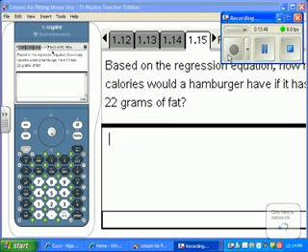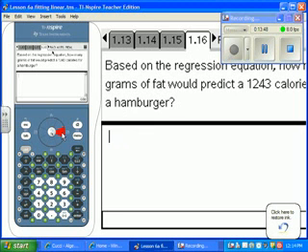Okay, go to the next page, please. You ready? Based on the regression equation, how many grams of fat would predict a 1,243 calorie hamburger? Now we're talking about calories. What value? y. So you have to plug it in for y and solve for x. Okay, so go ahead and give that a shot.